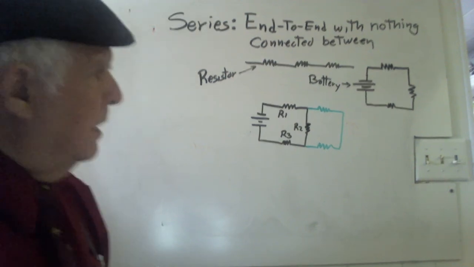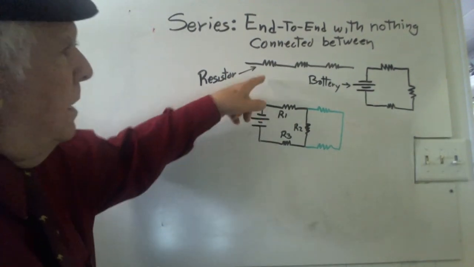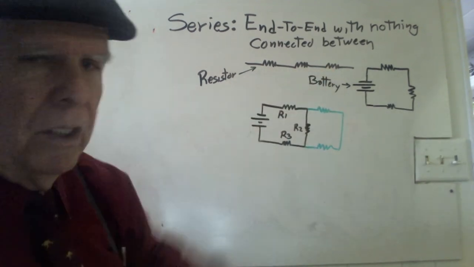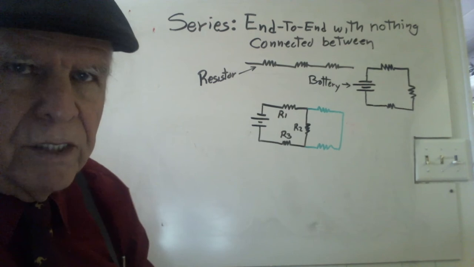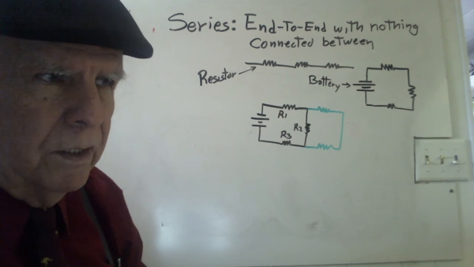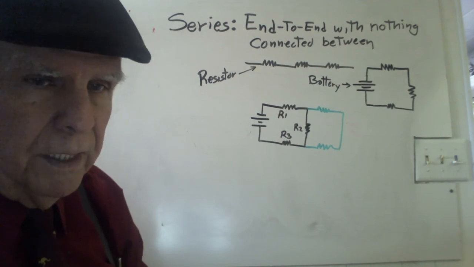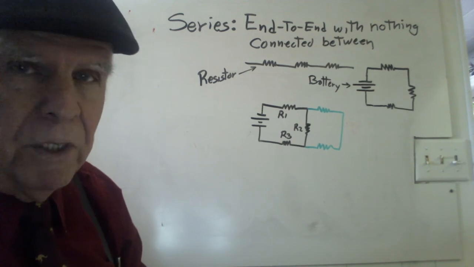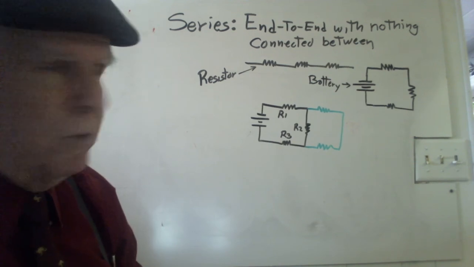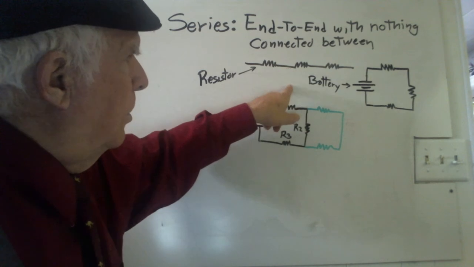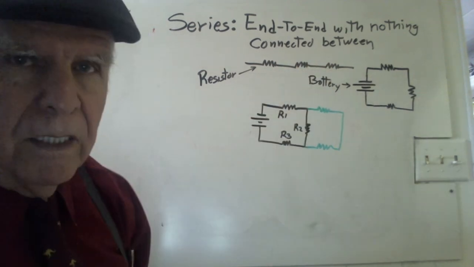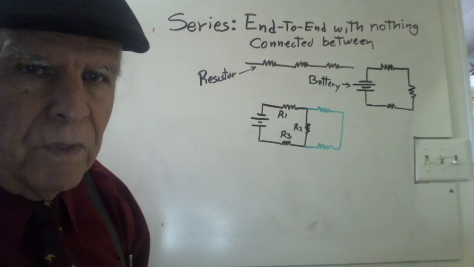Now, in the first case here, we have a resistor here, here, and here. The question might be, are these in series? Well, are they end to end? Yeah, they are. They're end to end, and there's nothing connected between them. Is there anything connected here? No. Is there anything connected here? No. Okay, so that is a series circuit.